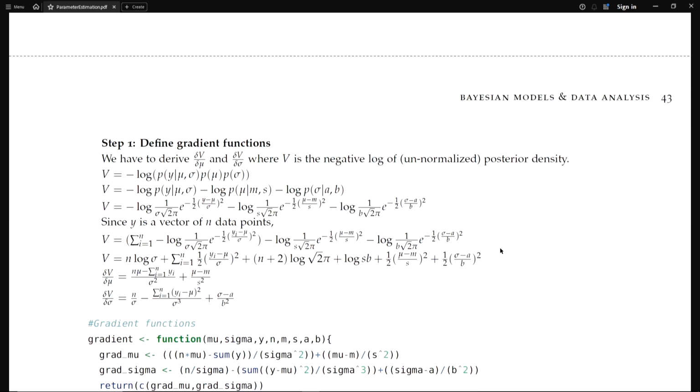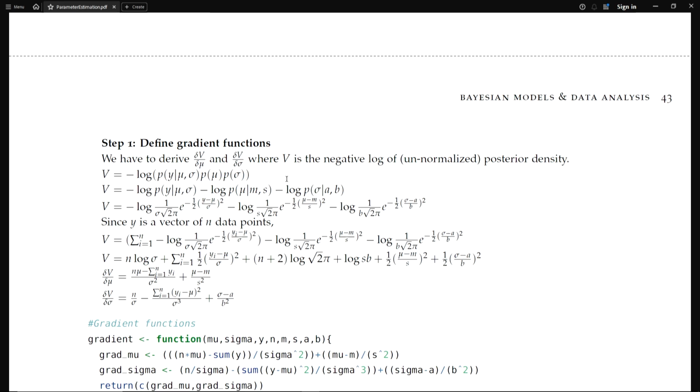Now, step 1 will be to define the gradient function. This is an important step, because once you have defined the gradient function, then your work becomes easier. In this part you need to do some analytical calculations. What do I mean by defining gradient functions?